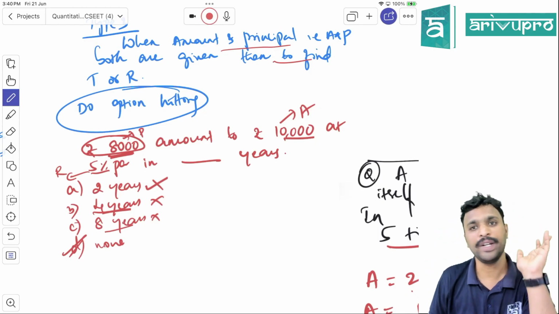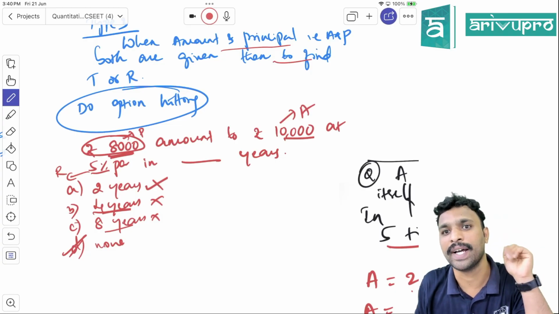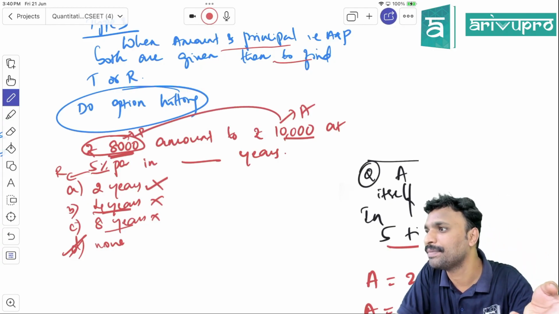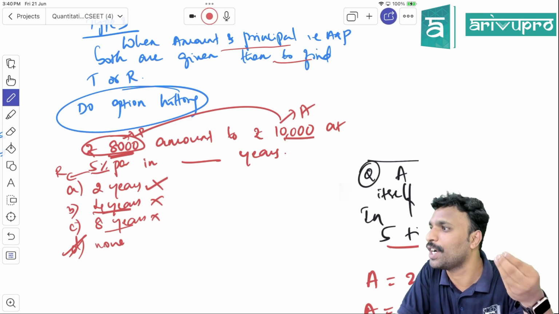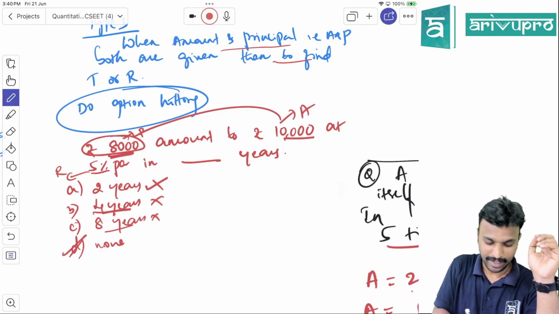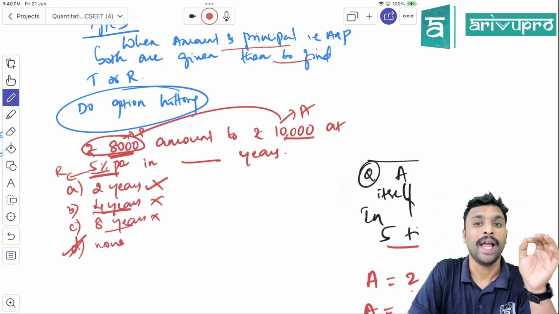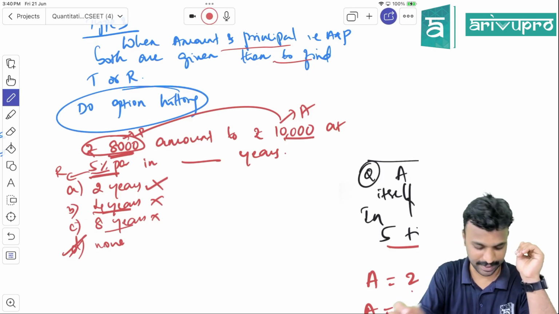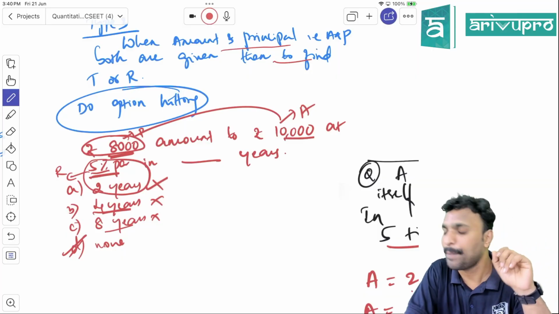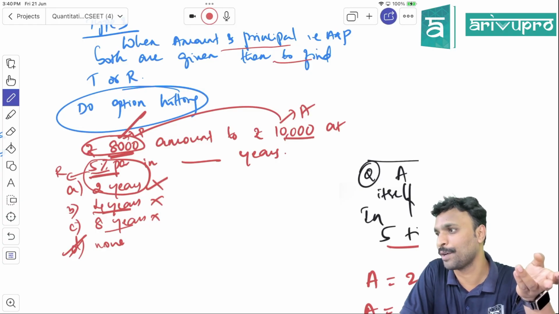Look here, amount and principal both will be given in the question. Using amount and principal, what can you find? SI. The difference between amount and principal is 2,000, and that is the simple interest. Now that they have given SI, how do you find SI? Time into rate of interest. Where is the time? In the options. 5% into 2 is 10%. Now 10% on 8,000 is what? 800 rupees. You will not get 2,000.